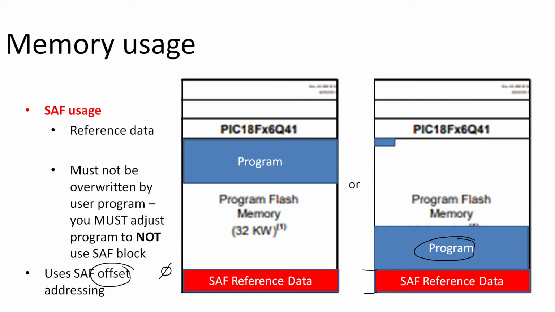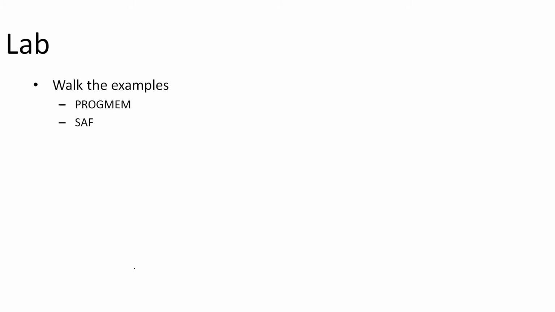This is 0, this is 127, and that's as simple as that. You just say to it, SAF, the write operation 0, we'll put it at location 0, etc. Very simple, keep it nice and easy. So let's walk the examples. We'll look at program first, and then we'll look at SAF.